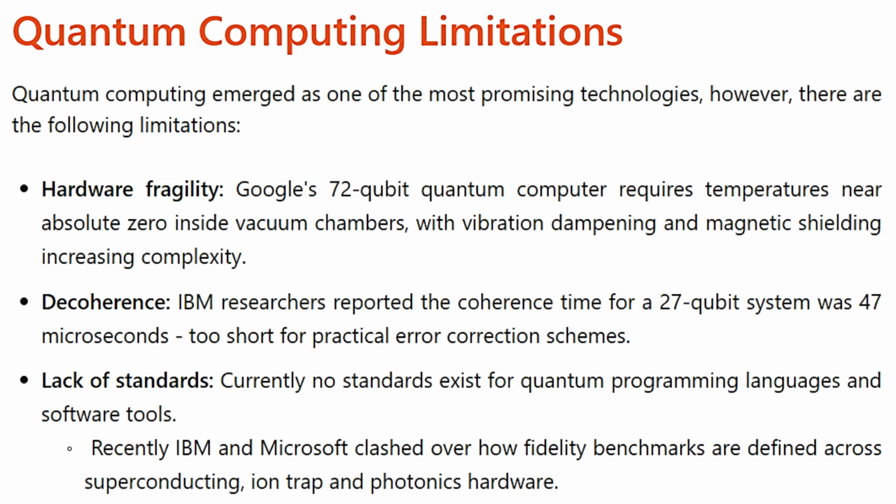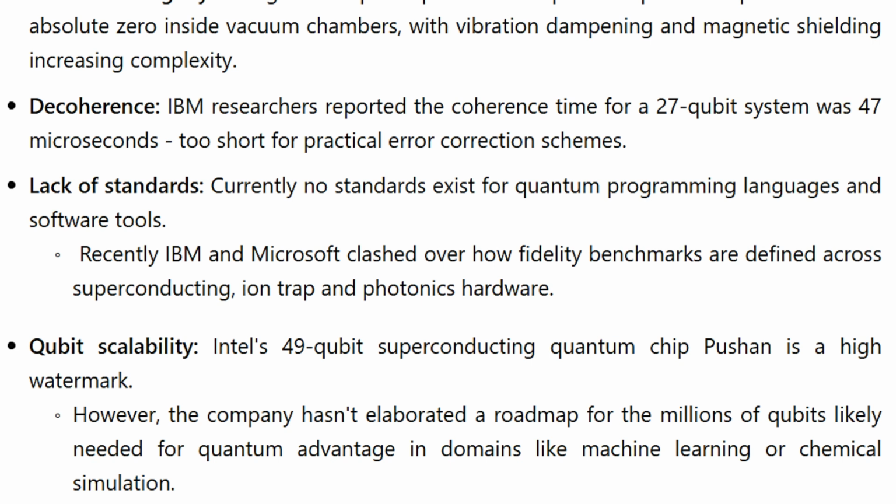Lack of standards. Currently no standards exist for quantum programming languages and software tools. Recently IBM and Microsoft clashed over how fidelity benchmarks are defined across superconducting, ion trap and photonics hardware. Qubit scalability. Intel's 49-qubit superconducting quantum chip Pushan is a high watermark. However, the company hasn't elaborated a roadmap for the millions of qubits likely needed for quantum advantage in domains like machine learning or chemical simulation.